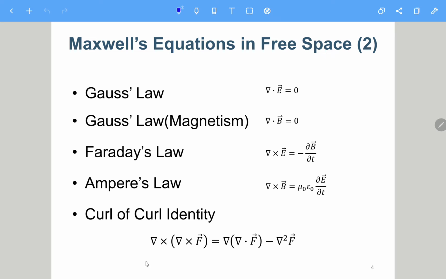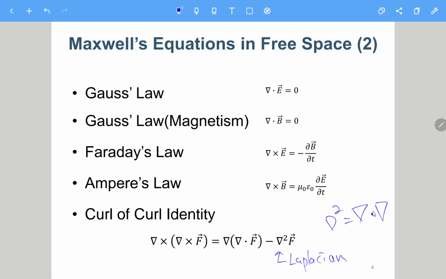And then we need an identity called the curl of curl identity. It is like the curl of the curl of F, where F is a vector field, equals the gradient of the divergence of F minus the Laplacian of F. The Laplacian is actually the gradient dotted with the gradient.